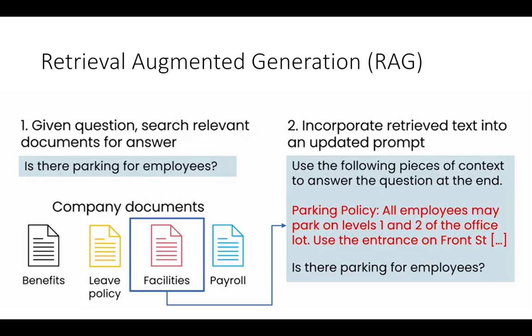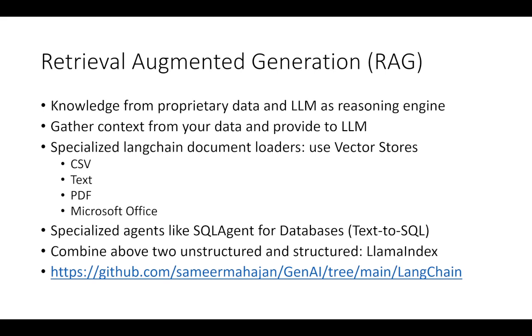Then what the LLM can do is, from this information, give a better, very intelligent answer. Say again, first of all, it says parking, yes, it is available, but it can give more useful information, like it is on levels 1 and 2 and how to get there. So that is what RAG is all about. To summarize, the knowledge from the proprietary data is augmented with the reasoning done by the LLM. The context is gathered from the proprietary data and provided to the LLM as additional context, maybe in a prompt, so you can design a prompt template like that.